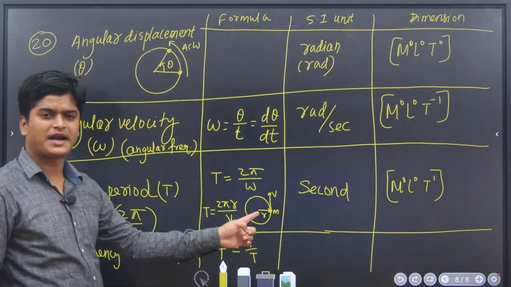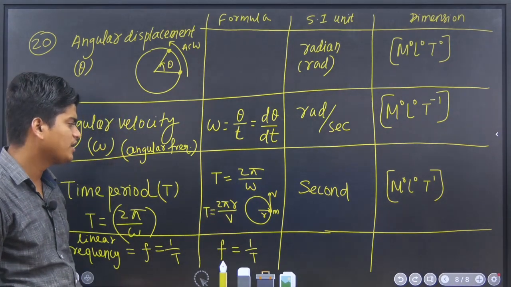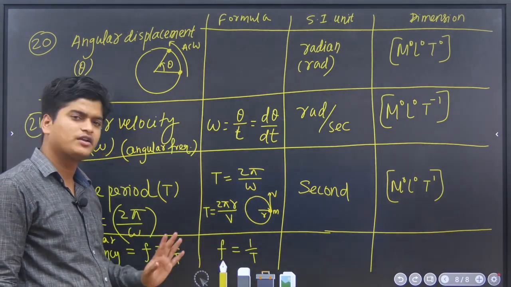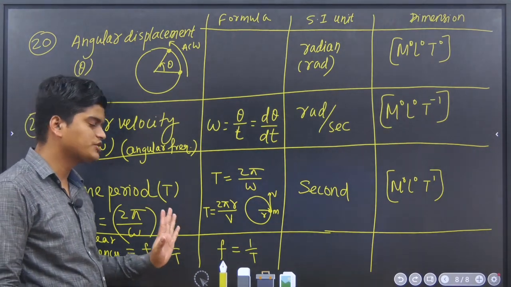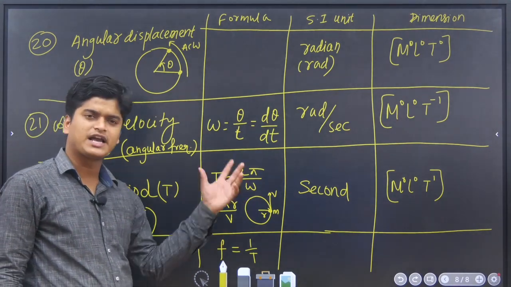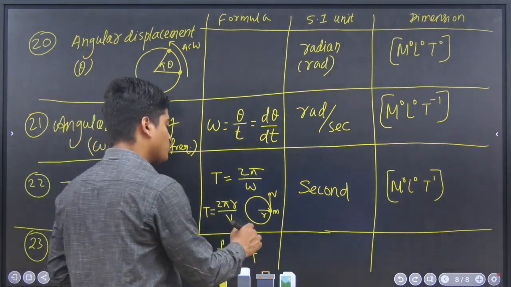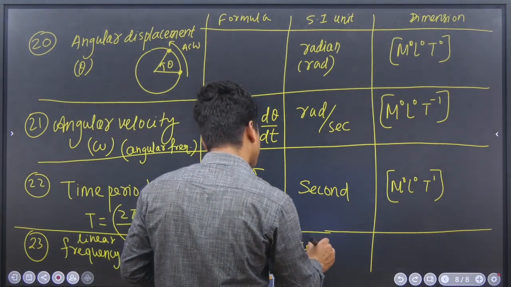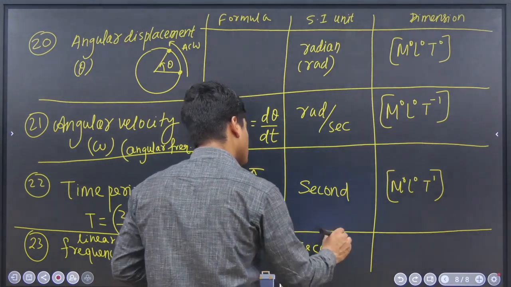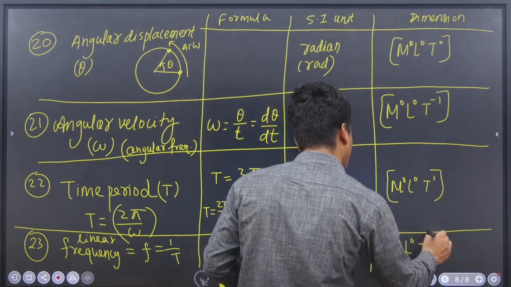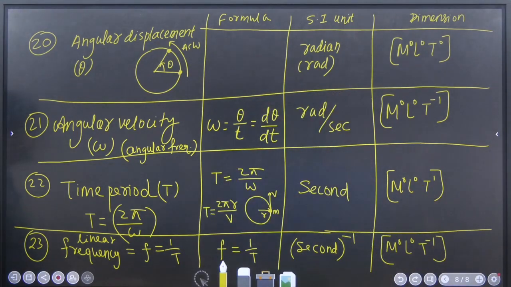Remember, if a particle is moving in a circle, this time period can be written, and here 1 cycle per second is called basically a frequency. That is basically hertz unit, 1 hertz, or the number of cycles per second, that is called frequency. So here f equal to 1 by T, or you can write second to the power minus 1, or you can write M0 L0 T to the power minus 1. So this is the frequency unit.